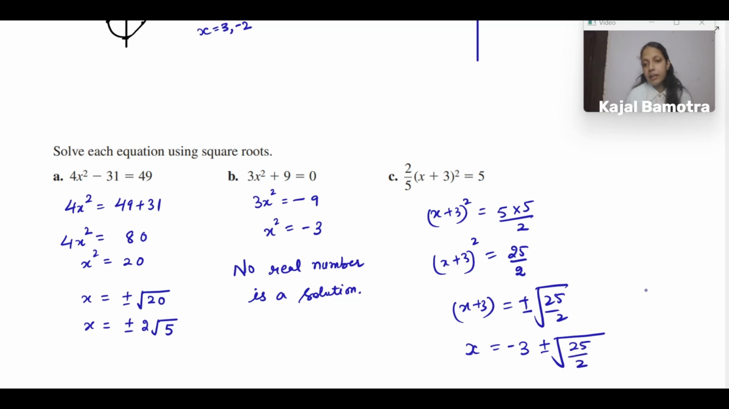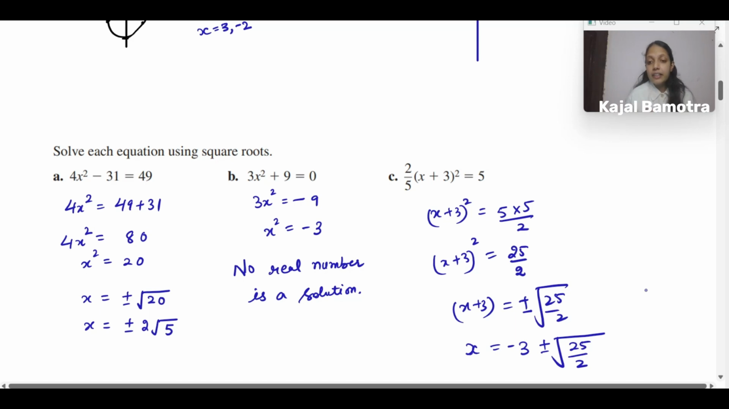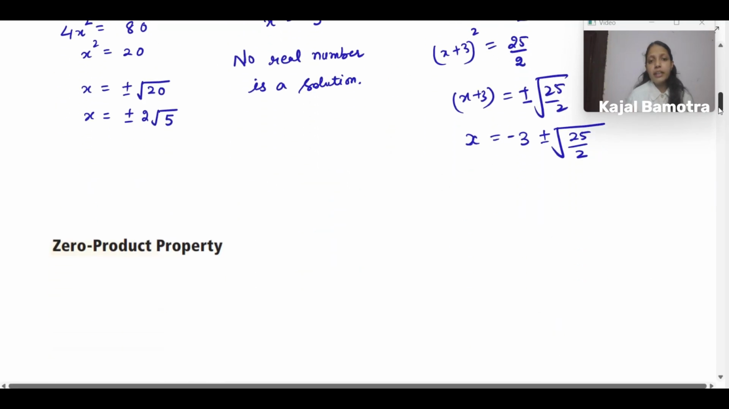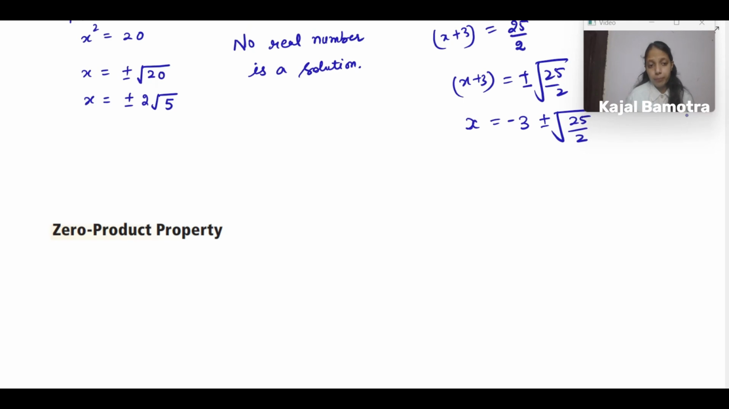Here a mistake can be made. A student can shift this positive 3 to the other side. You cannot shift any term while there is a square on it. You can't take the 3 outside to shift it to the other side and make it -3. No, you have to remove the square first. Then the bracket opens and you can shift the 3 to the other side. Only then.